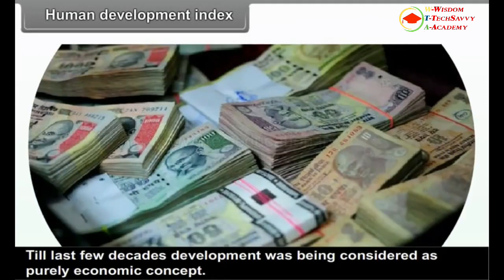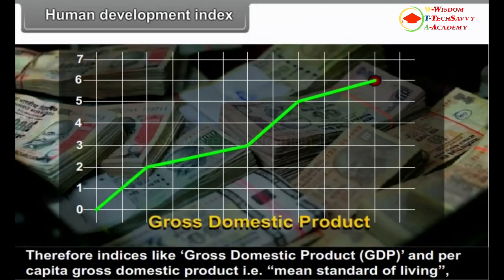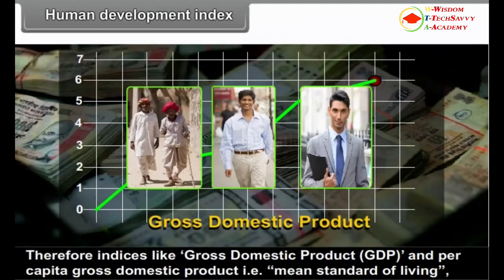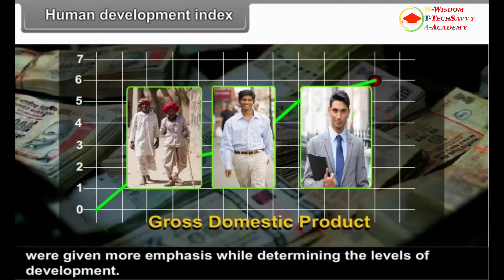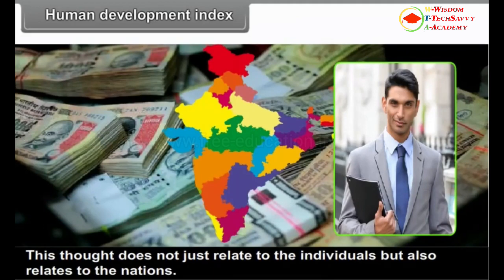(8.3) Human Development Index. Till last few decades, development was being considered as purely economic concept. Therefore, indices like Gross Domestic Product (GDP) and Per Capita Gross Domestic Product, that is, mean standard of living, were given more emphasis while determining the levels of development. The thought that just the economic prosperity does not mean development has now been well accepted. This thought does not relate only to the individuals but also relates to the nations.